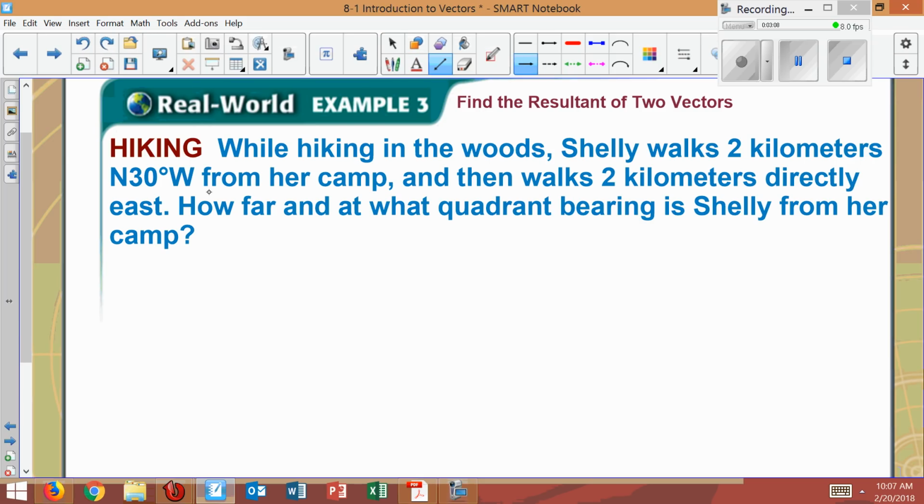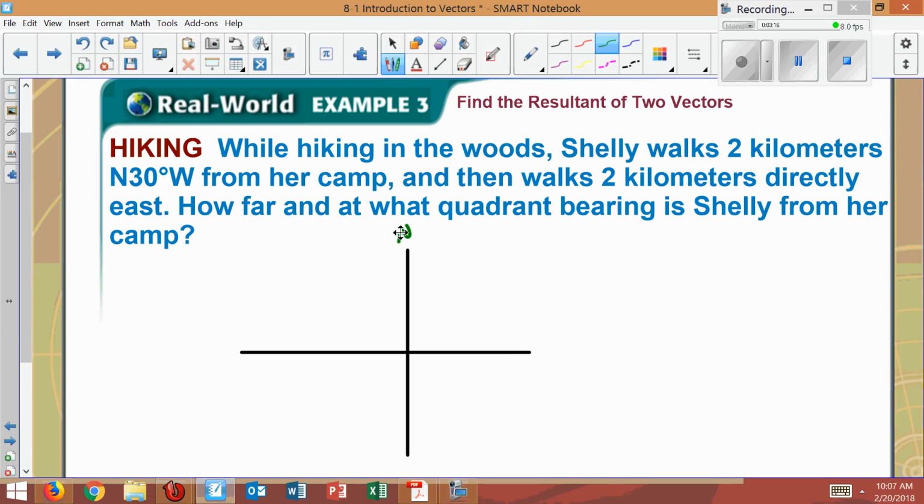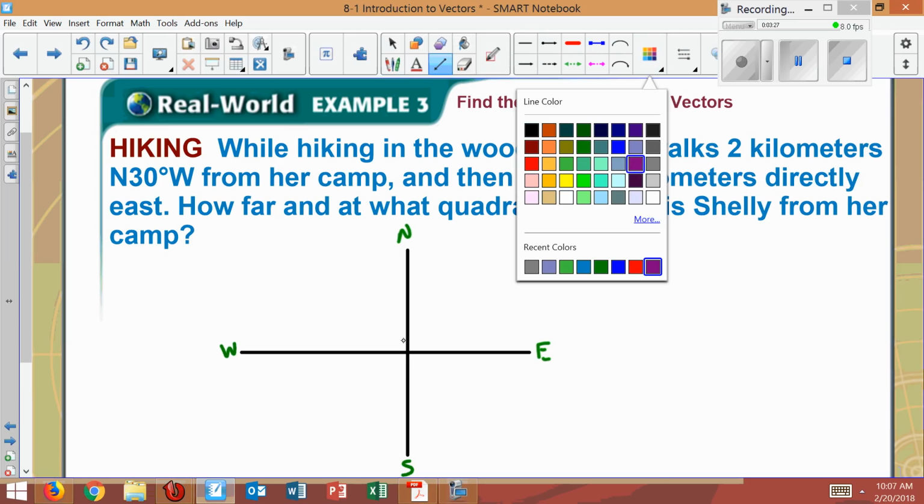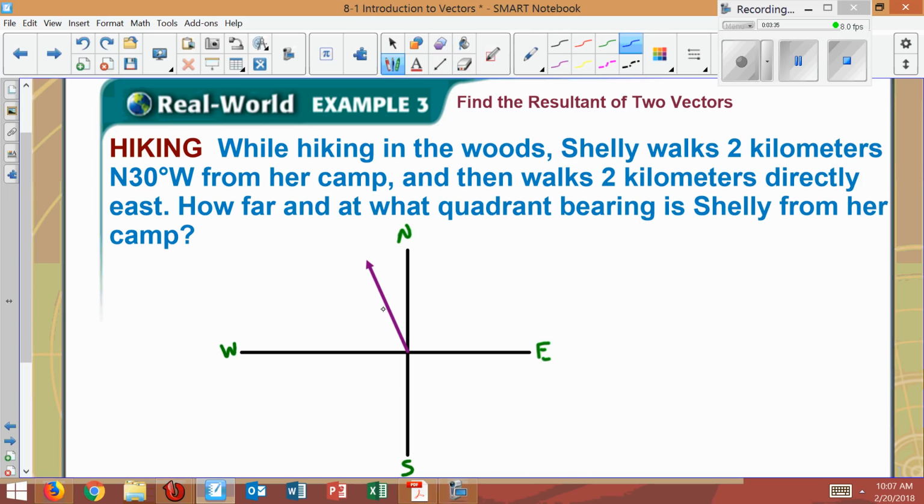Shelley walks 2 kilometers north 30 degrees west. So first, an X and Y coordinate plane. We have north here, east, south, and west. And the original vector she takes off on is north 30 degrees west. So I go north and then 30 to the west, and we travel for 2 kilometers. So I'm going to say this right here is 30 degrees from the north to the west, and that's 2 kilometers long. Now it says she walks 2 kilometers directly east.